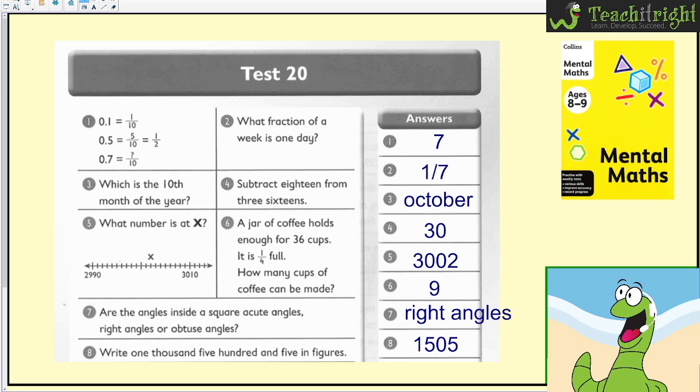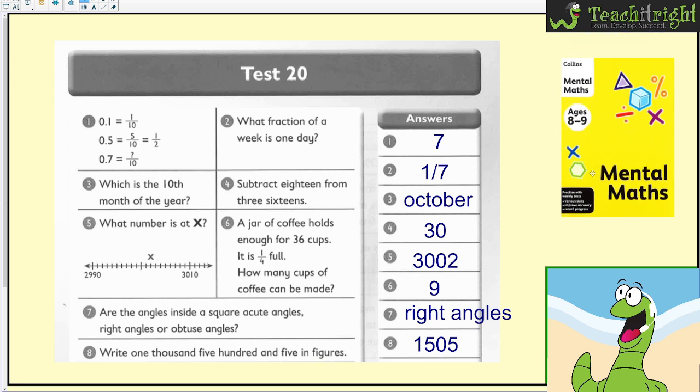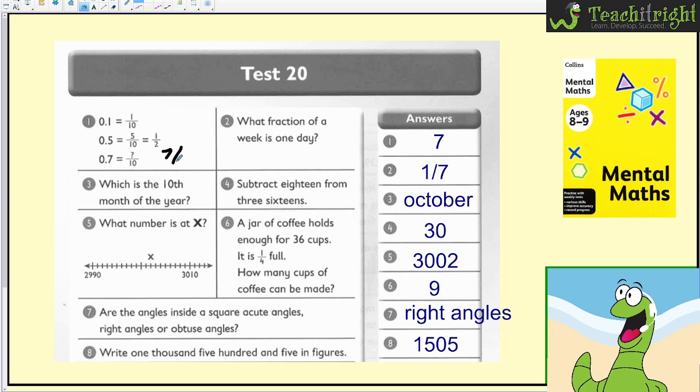So starting off, let's run through test 20 that's using this mental maths book here. So to begin with, we've got 0.1 equals a tenth, 0.5 equals a half, so what would 0.7 equal? And the answer is 7 tenths. But what I would say is, since the question mark is only where the 7 is supposed to be, I would actually write down 7 as my answer. But I think if you've written 7 tenths, that's quite logical, and that does make sense to me as well.